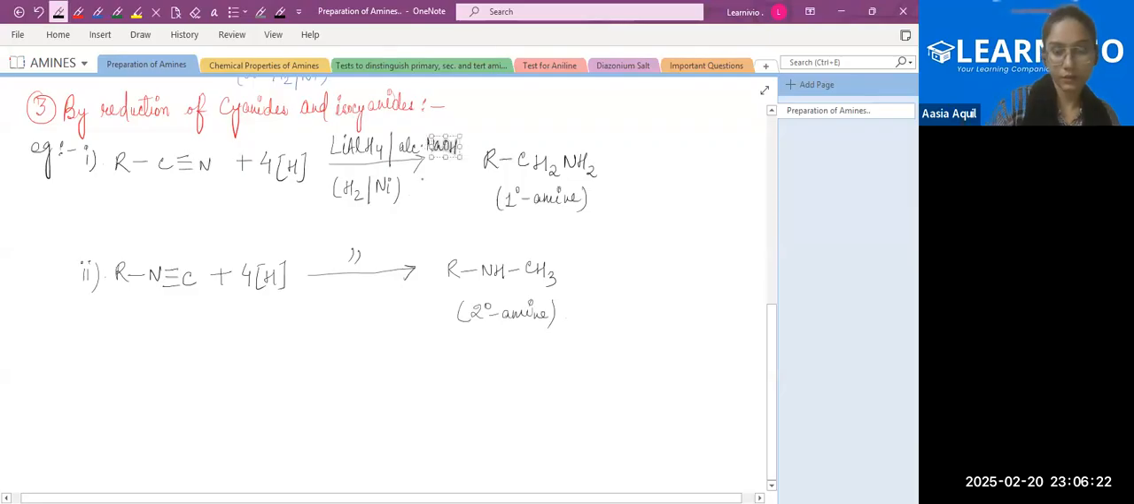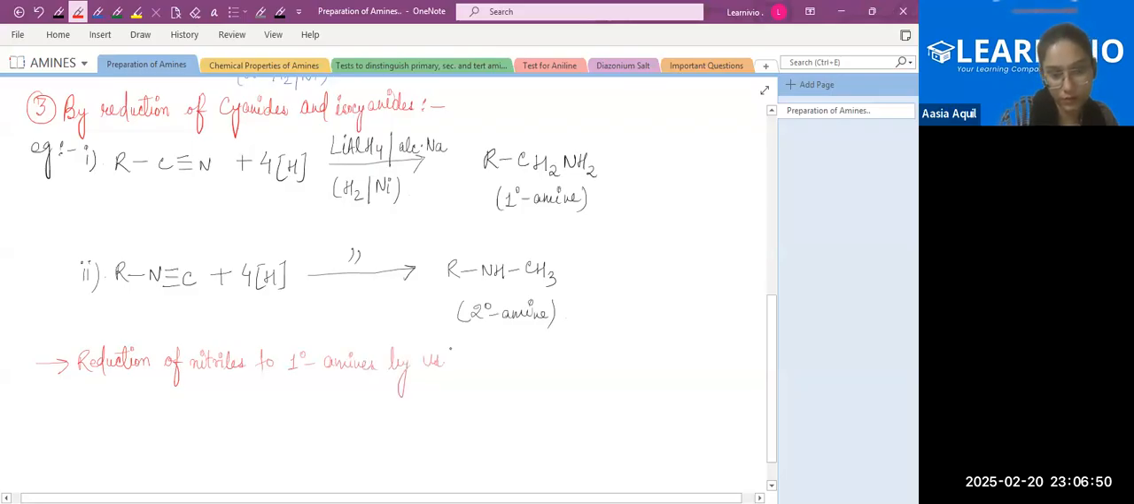Here we use alcoholic sodium. So write down this reduction of nitriles to primary amines by using sodium and alcohol is called Mendius reaction. Okay.